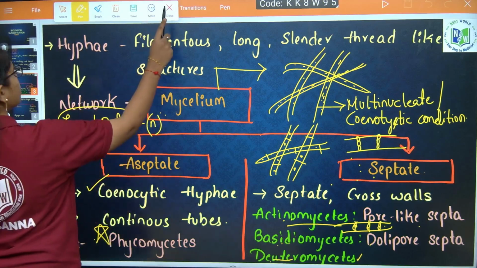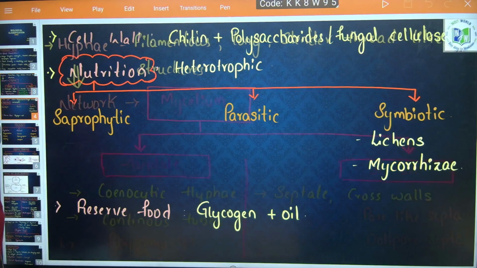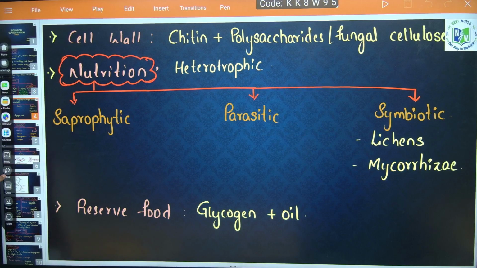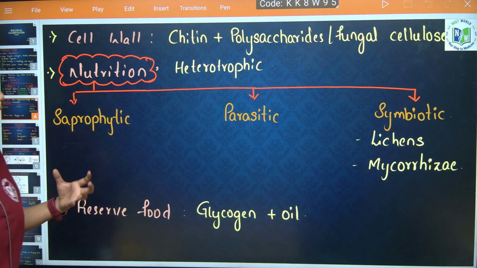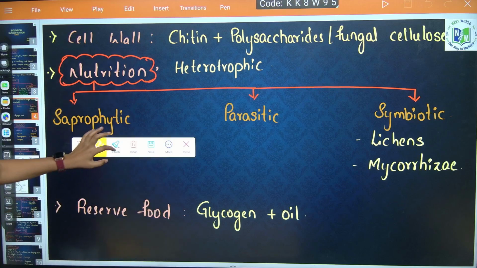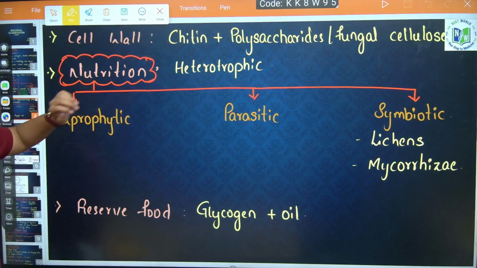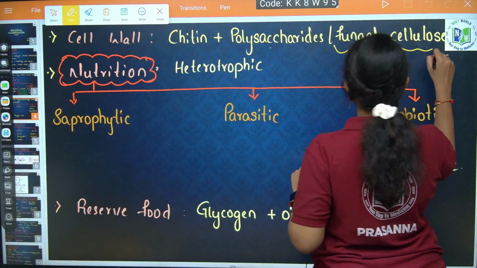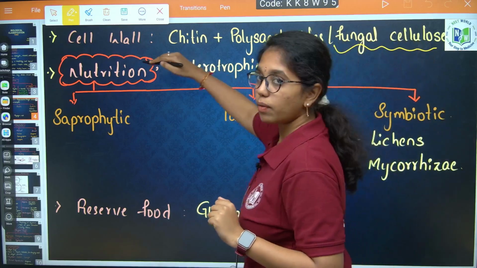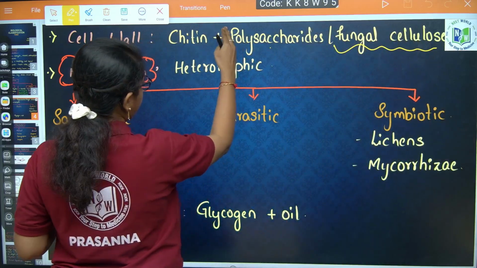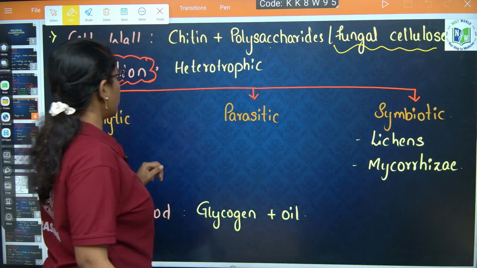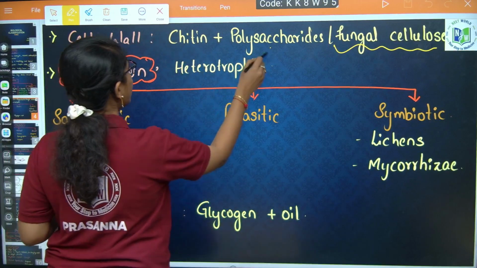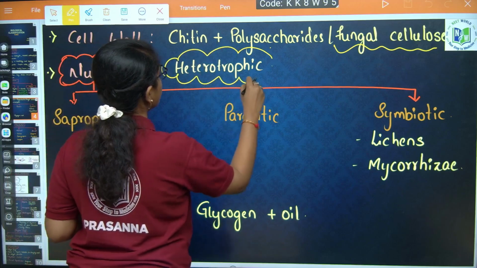Next, the cell wall of fungi. What is the cell wall of fungi composed of? Chitin, which is called fungal cellulose. The fungal cell wall is made up of chitin and polysaccharides, and it is called fungal cellulose. Nutrition is purely heterotrophic.